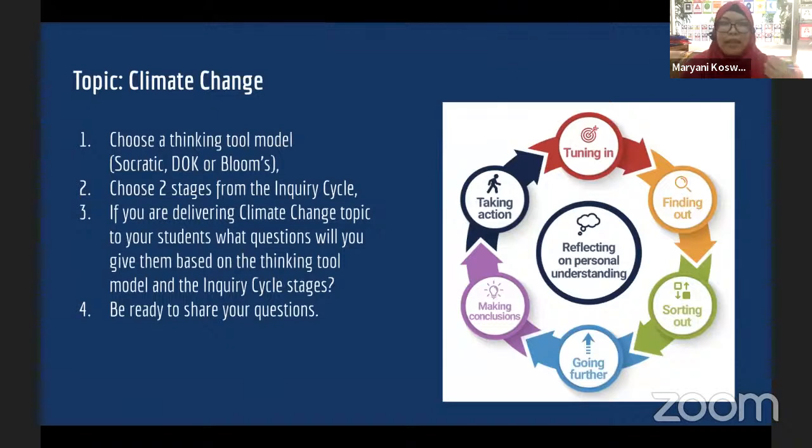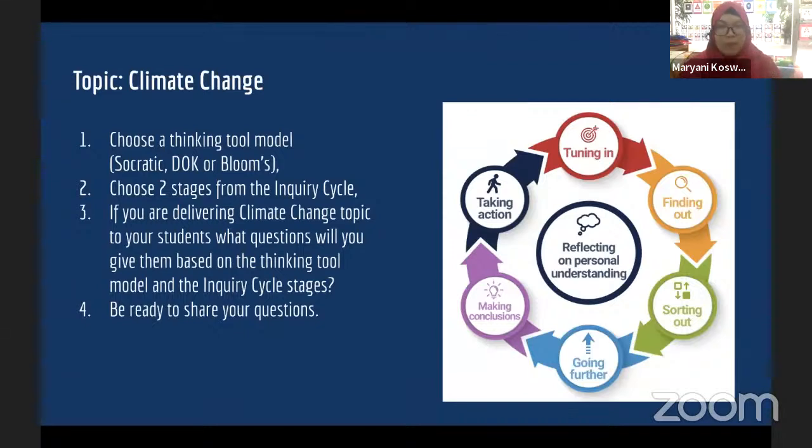So we give you a topic, climate change, and we're going to give you 10 minutes. Have a look into our PPT, make a clarification by yourself, click the previous slide, and if you are PYP teachers, take a look at when and where you can apply the thinking tools model in your unit of inquiry.